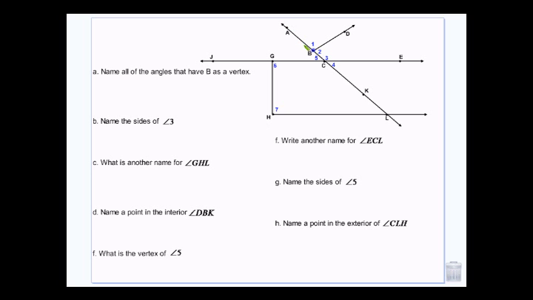So I have this angle here that has B as a vertex, and I have this angle here that has B as a vertex. Okay. I can use the numbers. Number 1 and number 2 are the angle numbers, so I can call this angle 1, and I can call this angle 2. Or I can use the letters of the points on the rays. This is A, B, D.